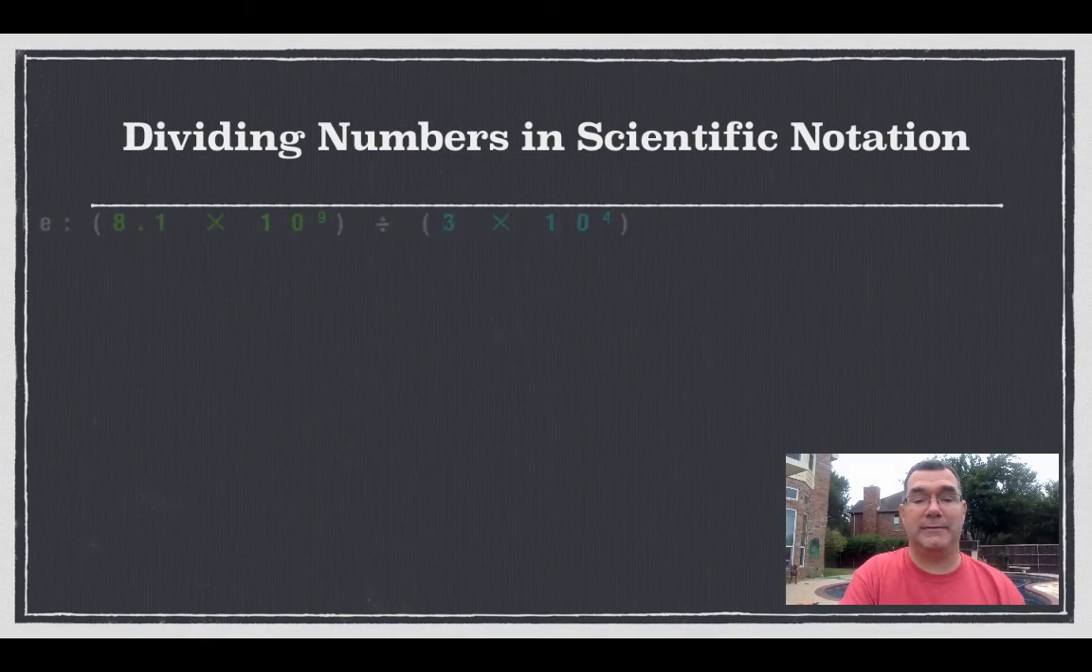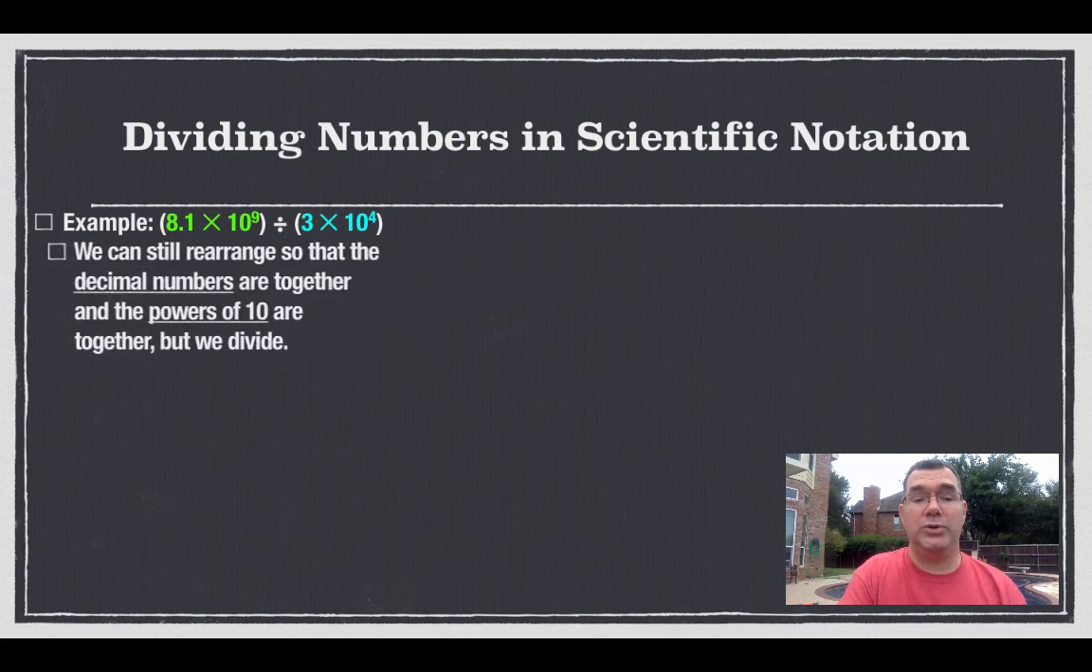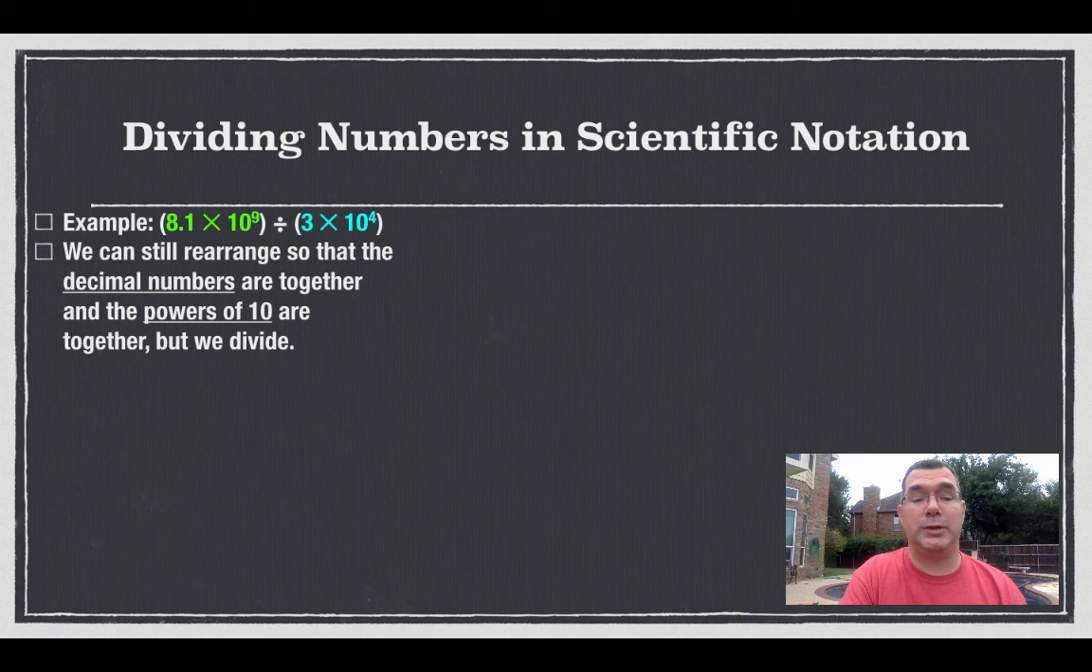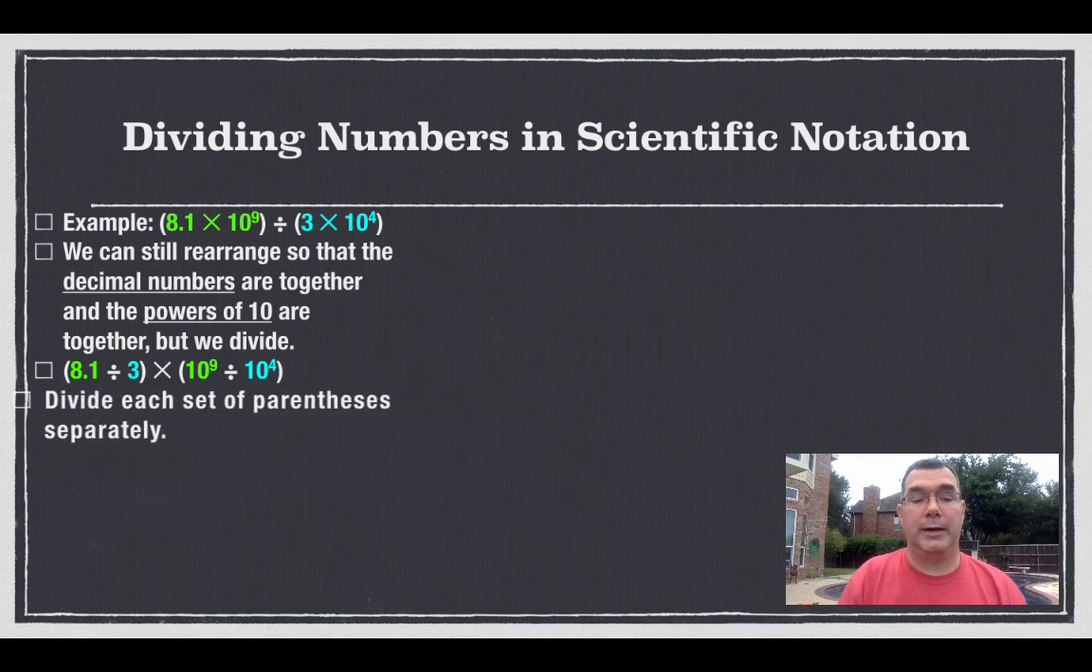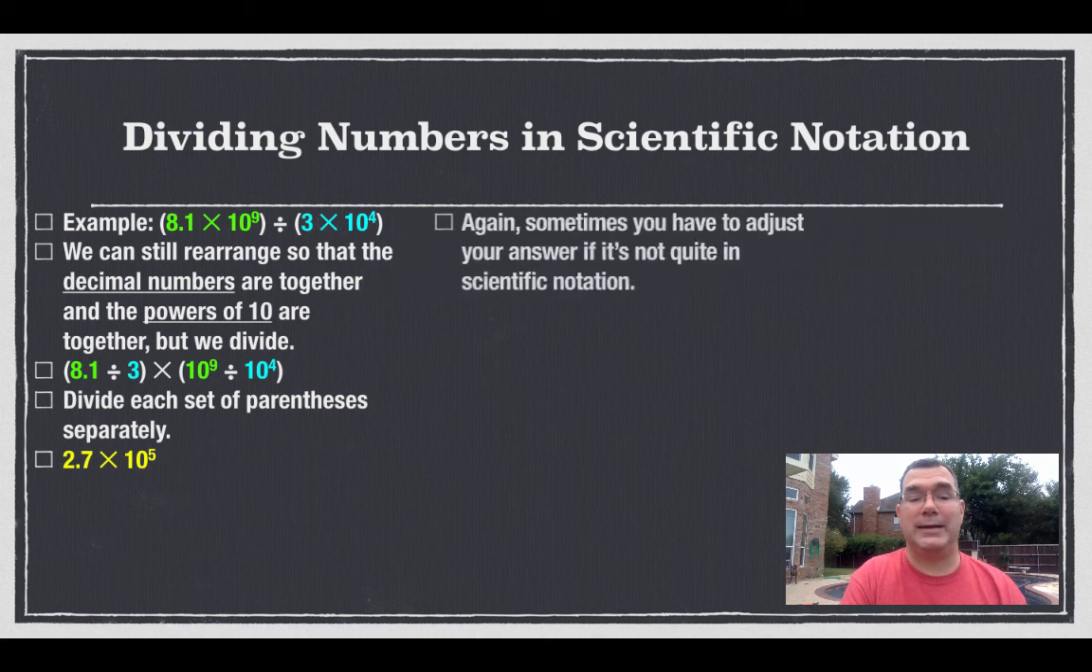Let's talk about dividing. So if I have 8.1 times 10 to the 9 and I divide that by 3 times 10 to the 4, I'm going to do the same thing. I'm going to group the decimal numbers together and the powers of 10 together. So I get 8.1 divided by 3, and that's being multiplied by 10 to the 9 divided by 10 to the 4. Okay. And I'm going to divide each set of parentheses separately. Well, 8.1 divided by 3 is 2.7, and 10 to the 9 divided by 10 to the 4 is 10 to the 9 minus 4, which is 10 to the 5.